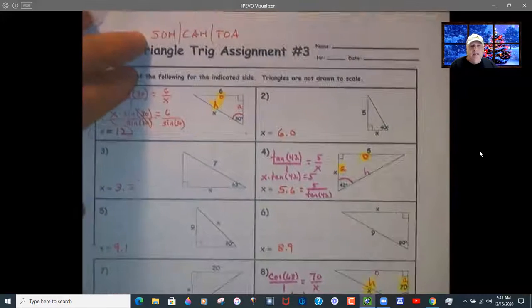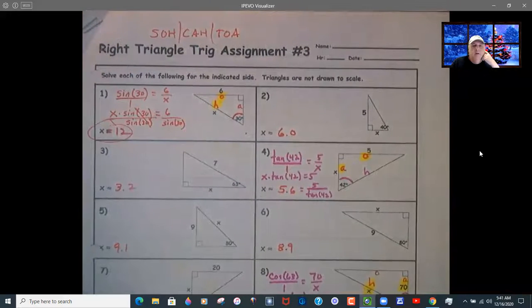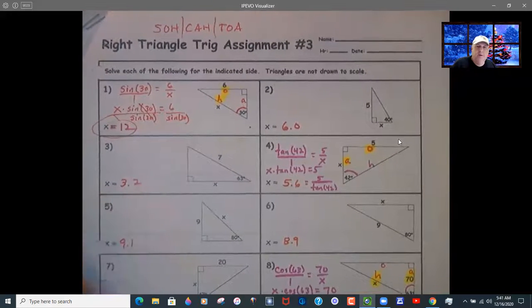My advice is to write this down. Not all questions are this easy over right triangle trig. Some of them are, the applications can be a little bit crazy, but this is the basic structure of what you'll get with right triangle trig.